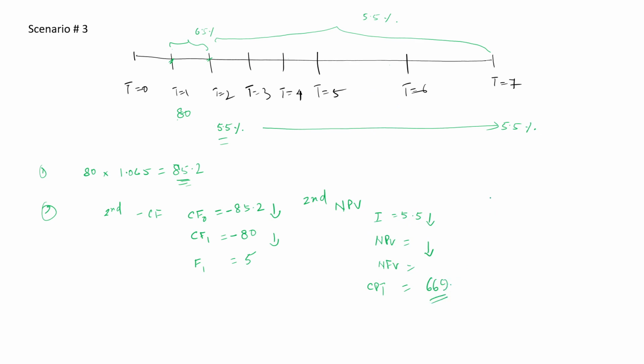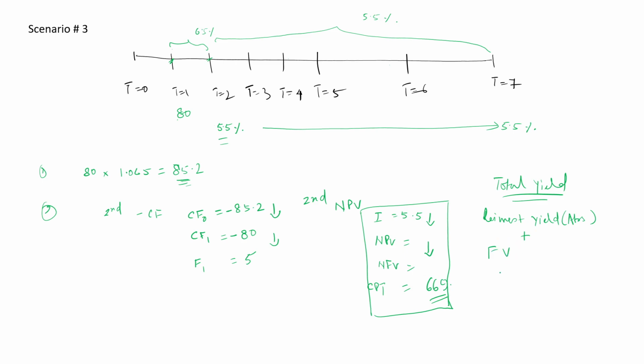Okay, so this is your reinvestment yield in absolute terms. So the total yield is going to be your reinvestment proceeds, or reinvestment yield in absolute terms, plus the face value, which is by default 1000 here. So your total proceeds or output is going to be 1669.